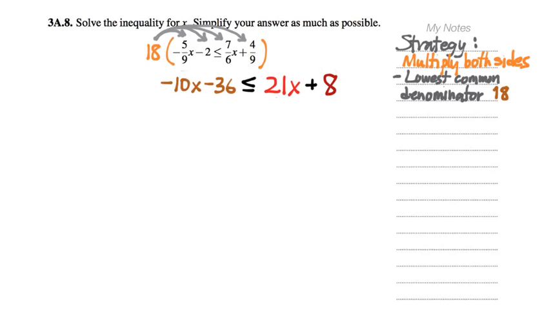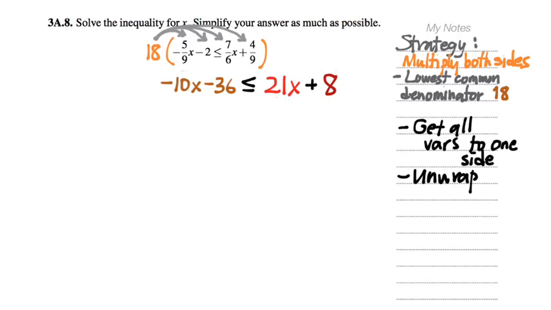Now it's just a matter of employing the rest of our strategy. Get all variables to one side, which always happens by an addition or a subtraction. And then we just have to unwrap using the reverse order of operations, SADMAP. So what does getting all the variables to one side look like in this example? How do I get all the x's to be on the same side? Subtract 21x.